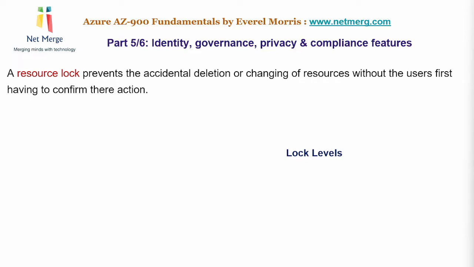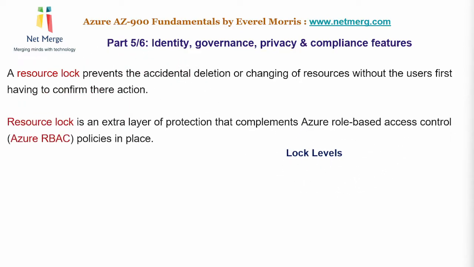Now, resource locks are designed to prevent accidental deletion of a resource. Say, for example, you have a virtual machine with your payroll information on it. You don't want that resource to be deleted. It's a collection of all your employees. It's record keeping for your employees. So you could put a resource lock on that resource so that you won't be able to delete it. Now, a resource lock is an extra layer of protection that complements the Azure role-based access control policy that you already have in place. So it's really an extra level of protection.